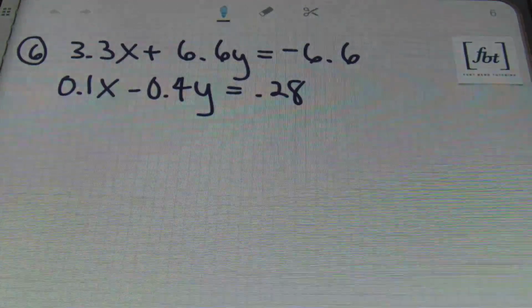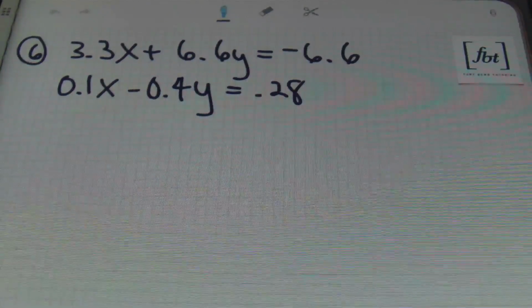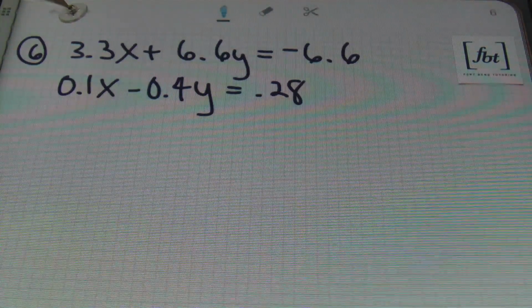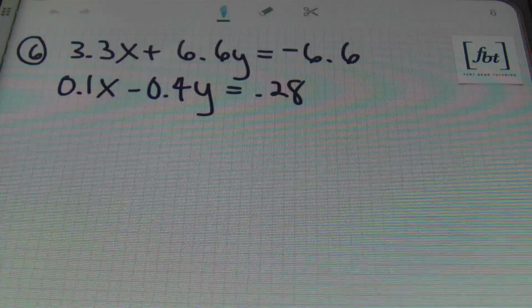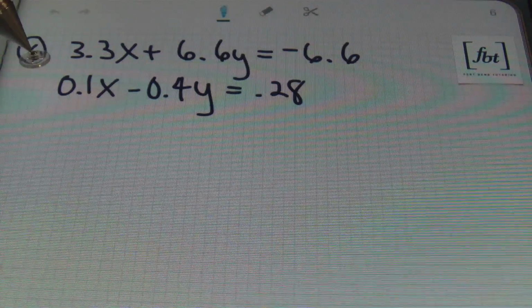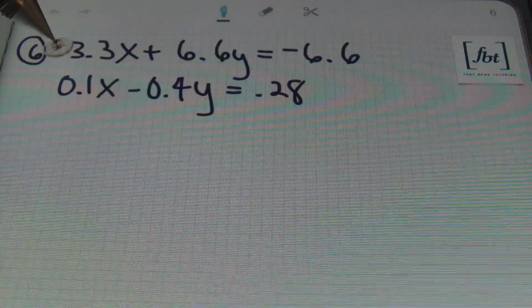Okay. Next problem, ladies and gentlemen, and the last problem of this lesson, we have decimals. That's right, we have decimals. So here in this problem, we have 3 3/10 x plus 6 6/10 y equals negative 6 6/10. And then we have 1/10 x minus 4/10 y equals 28/100.